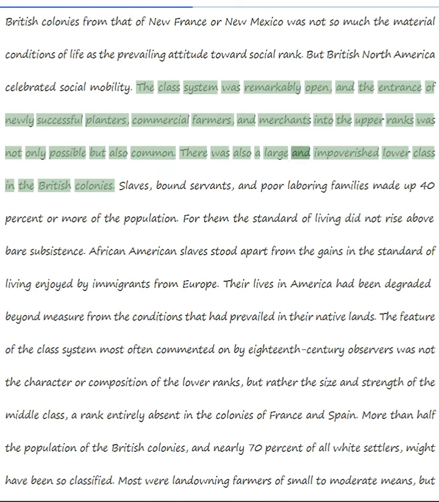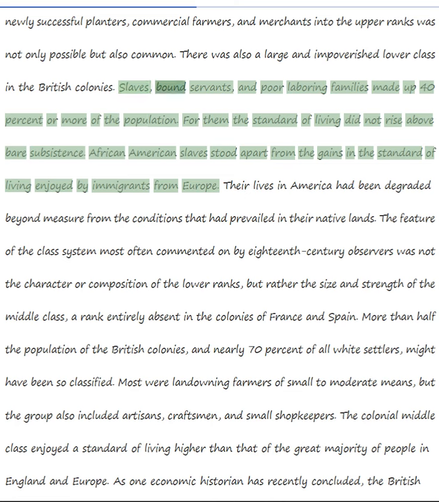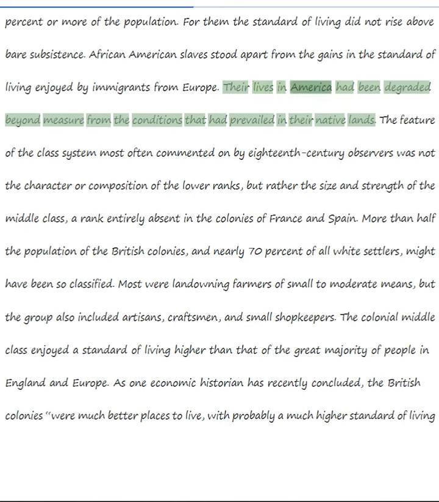There was also a large and impoverished lower class in the British colonies. Slaves, bound servants, and poor laboring families made up 40% or more of the population. For them the standard of living did not rise above bare subsistence. African American slaves stood apart from the gains in the standard of living enjoyed by immigrants from Europe. Their lives in America had been degraded beyond measure from the conditions that had prevailed in their native lands.